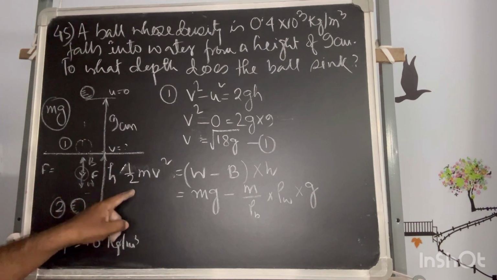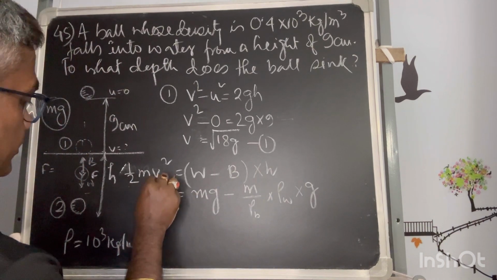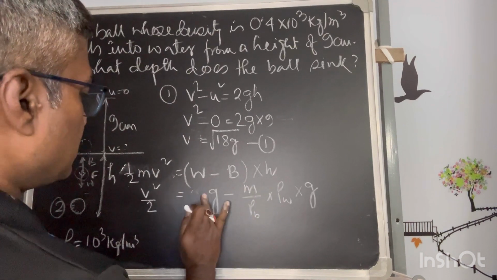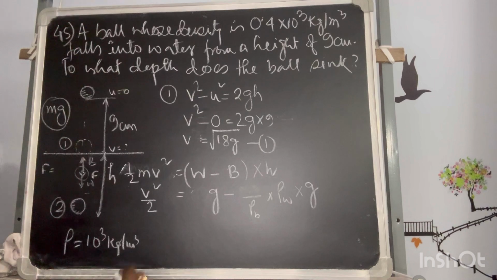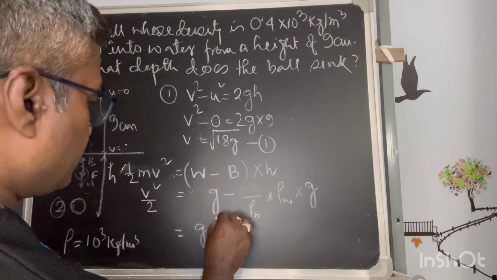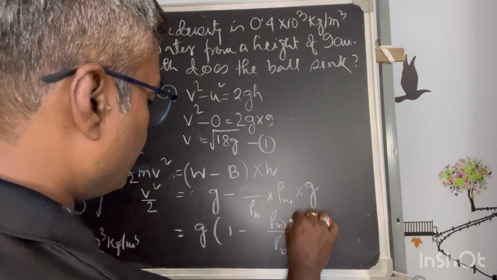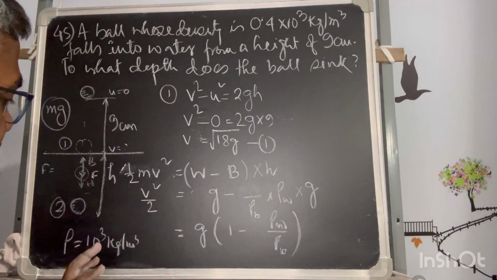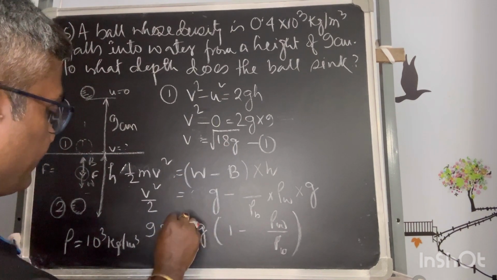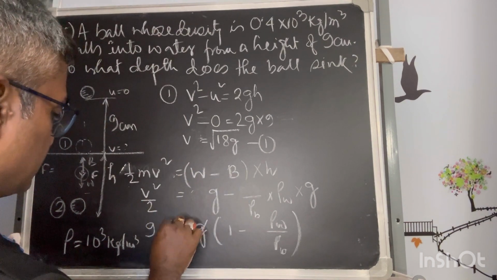U square will be 0 here. So half m v square is equal to mass into this. So this will be v square by 2 equal to mass into g into h. So mass is cancelling, and this will be v square by 2 is equal to g. If I take out, this will be 1 minus rho of water by rho of ball. Fine. So v square we are already having 18, means 9g. V square means equal to 18g by 2, 9g.